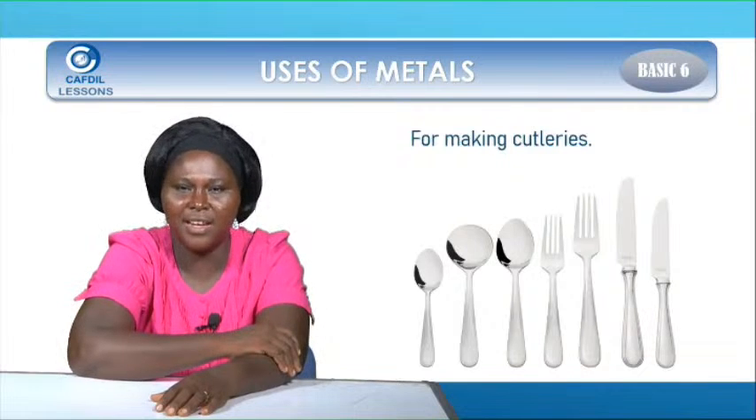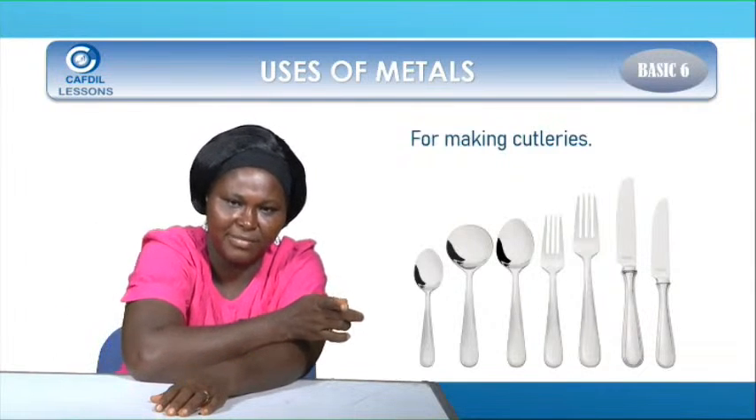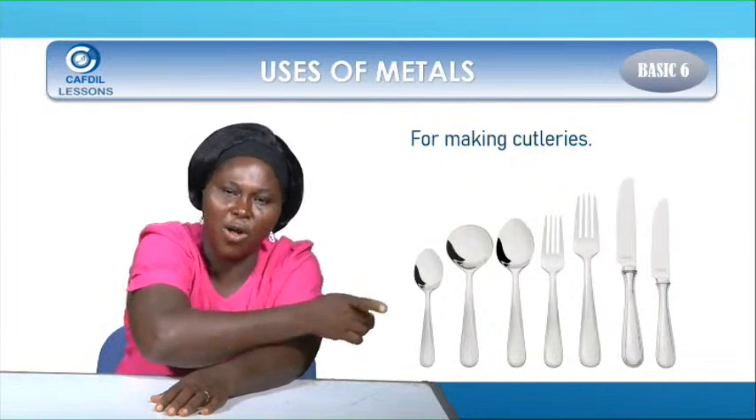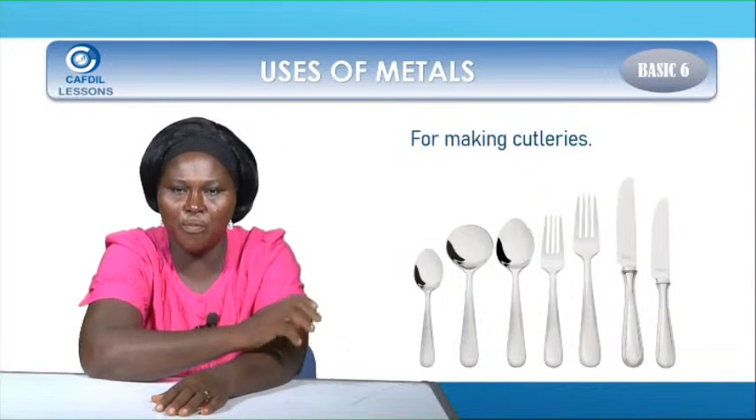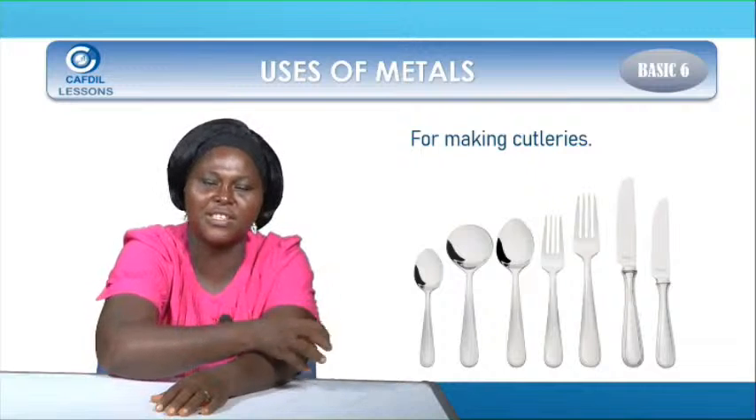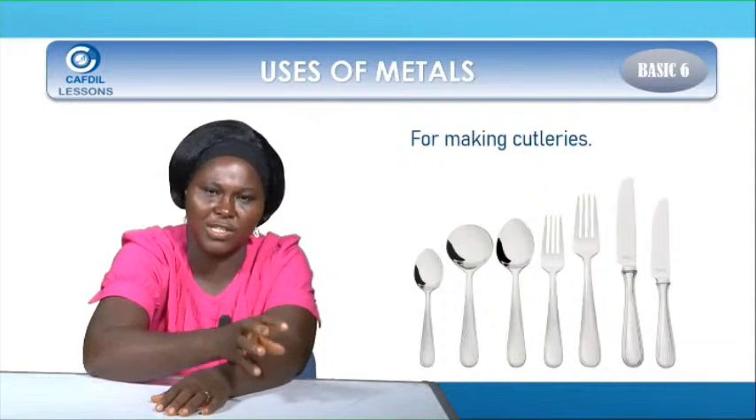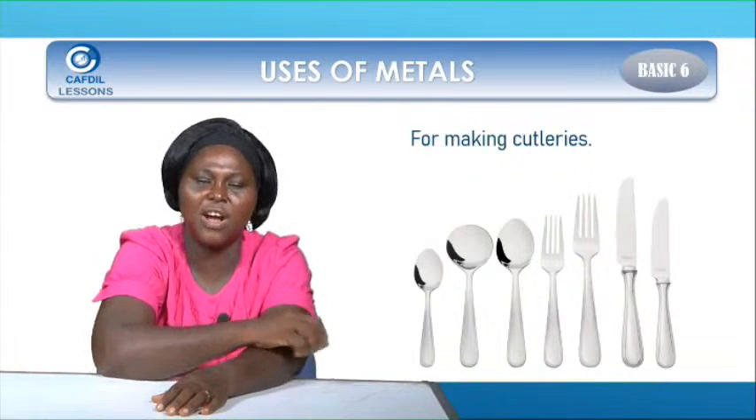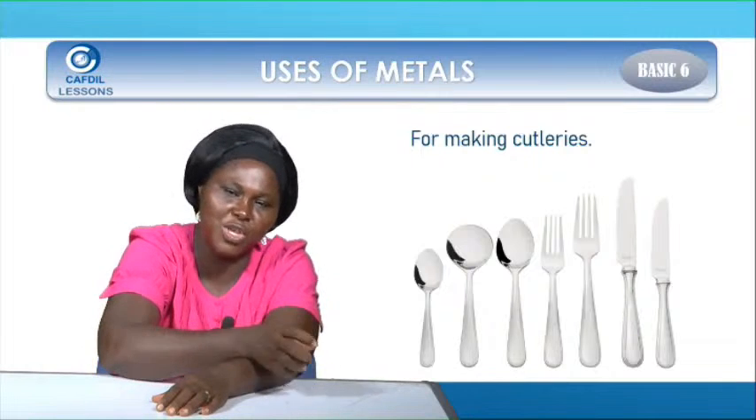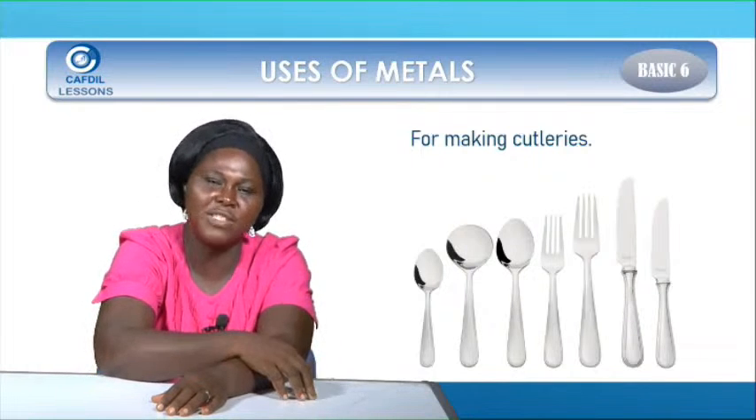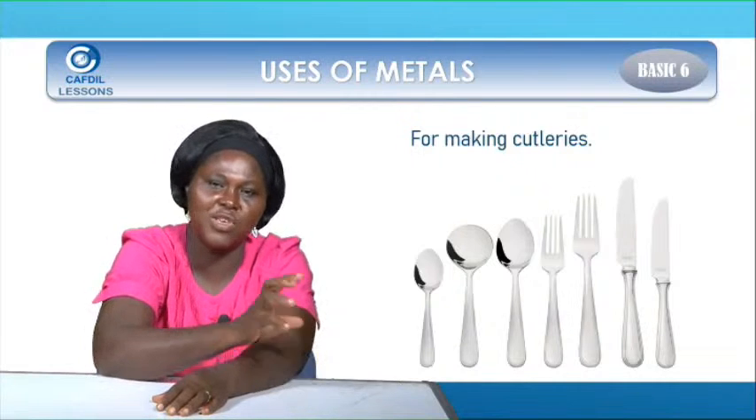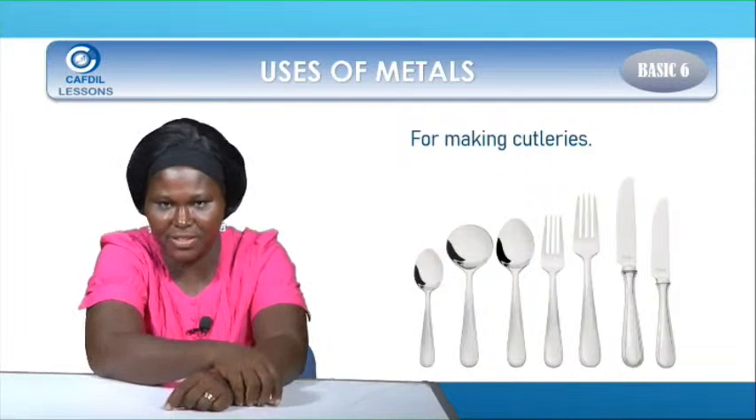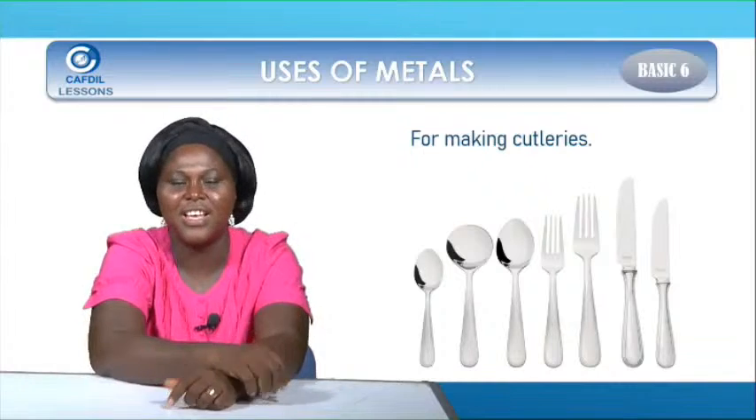For making cutleries, we have spoon, teaspoon, soup spoon, and ordinary spoon. We have fork and knife. Because we can shape metals into any shape that we want, they are used for making cutleries, and we use them in our various houses, at school, in our homes, and when we travel everywhere. So metals are used for making cutleries.